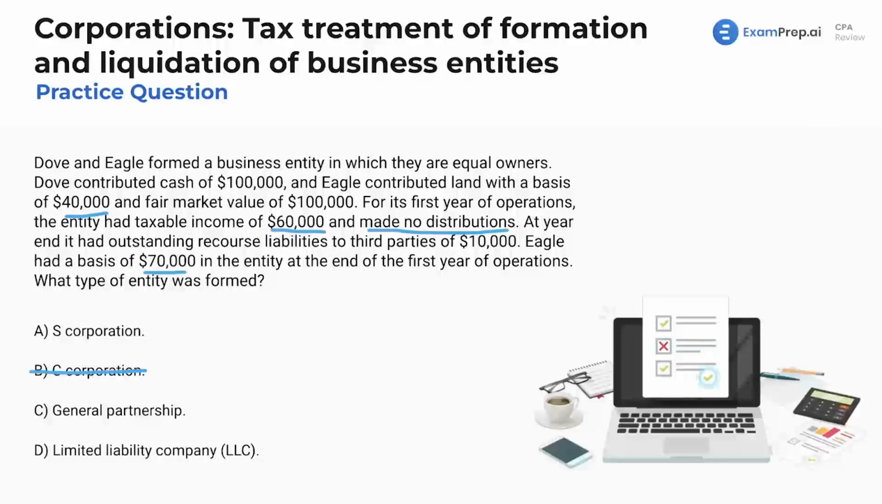So for all of these reasons, we're talking it through. That is why we're choosing letter A for the S corporation.